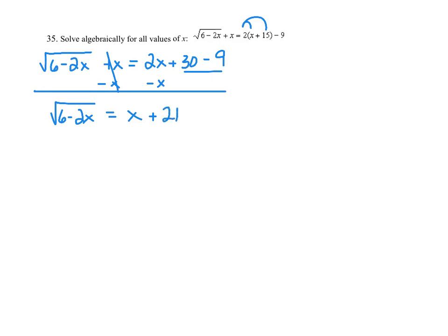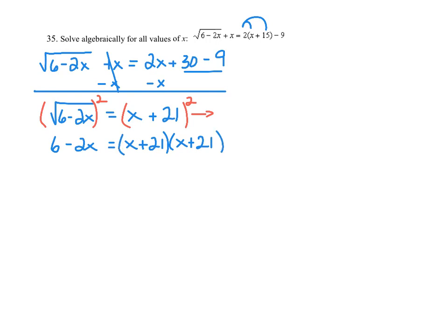Okay. All right, so now the radical is by itself, I should say. Now I want to get rid of it. So remember, I would do that by squaring both sides. And don't forget that this means to write that term twice, and we're going to have to do some double distributing there. Okay, so on the left-hand side, I'm going to have 6 minus 2x because the radical and the square will cancel each other out. And then over here, I'm going to be doing some double distribution with x plus 21.